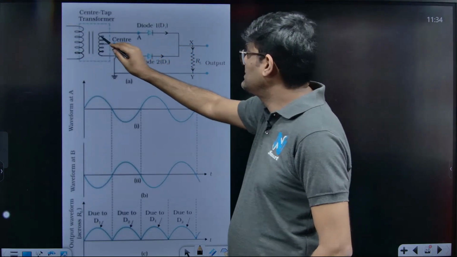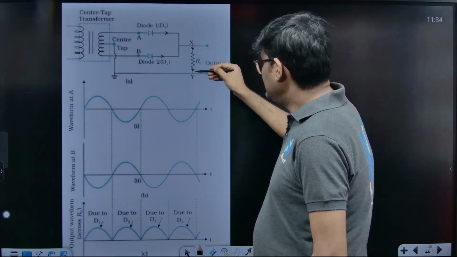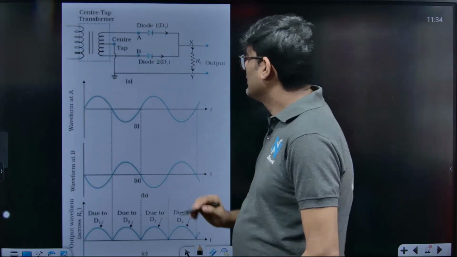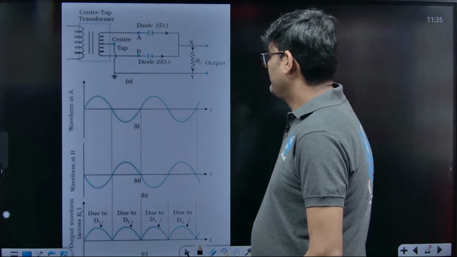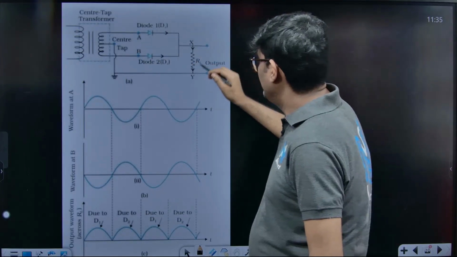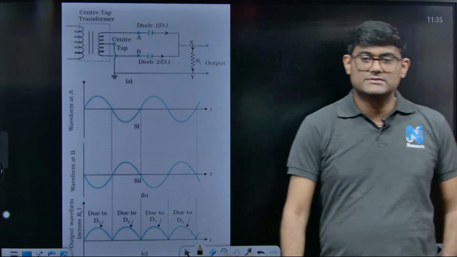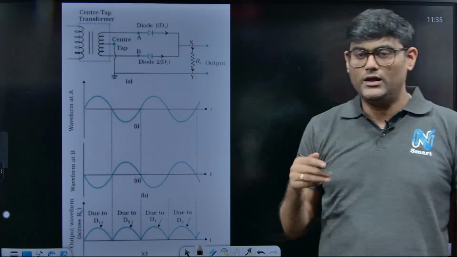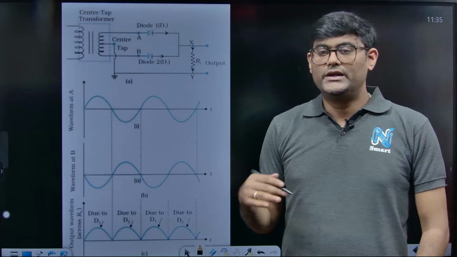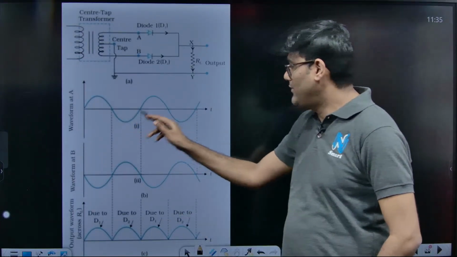Diode D1 conducts means the current flows from D1 and from X to Y downward, then it goes back to the center tap, right? So this is diode D1. When diode D1 conducts, the electric current flows from X to Y in the load resistance. Can you see that? Now let us understand another situation when diode D2 conducts, D1 does not conduct, and that comes in the second half of the cycle.